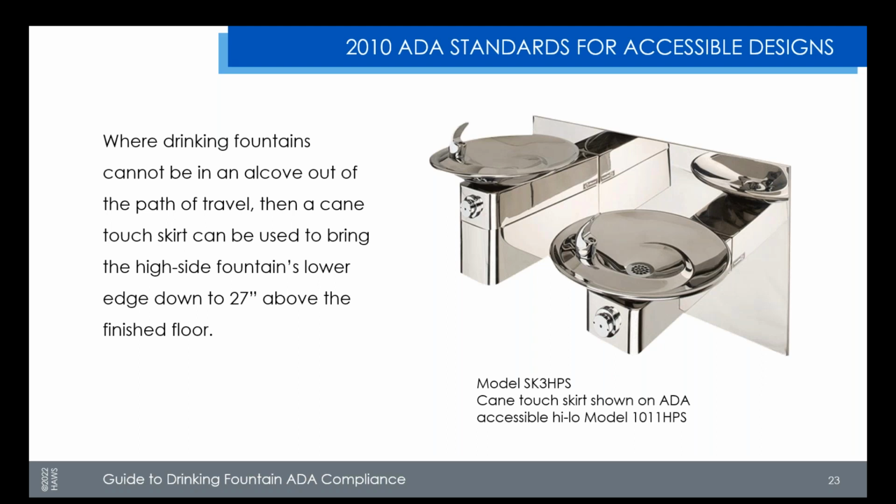So where drinking fountains cannot be alcoved out of the path of travel, or your state doesn't require it, you need to use a cane skirt device to lower the leading edge of the high side fountain to 27 inches on the other side, right? Our low side fountain is already sitting at 27 inches. If we have a high-low unit next to each other, we need this device to lower that edge so it is detectable from both directions, okay? So we don't have any collisions with this type of equipment.